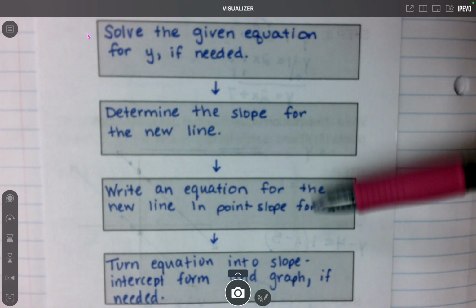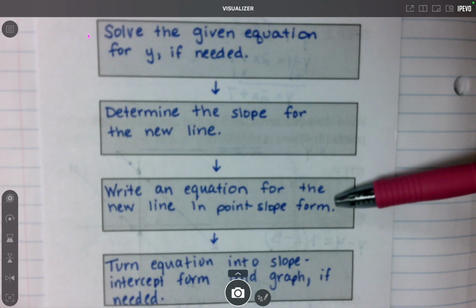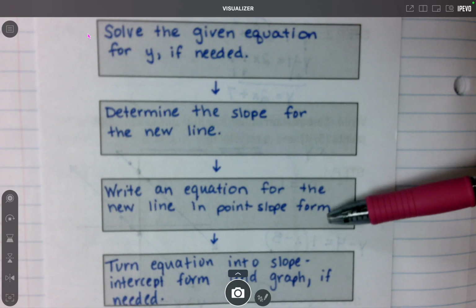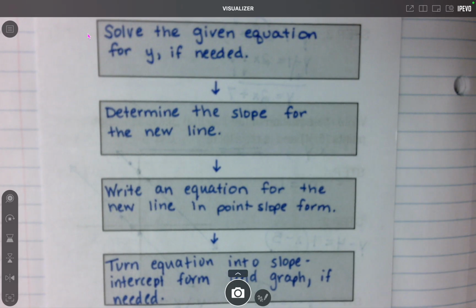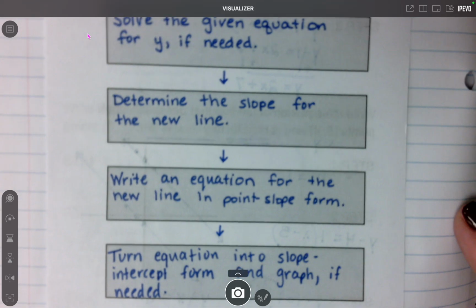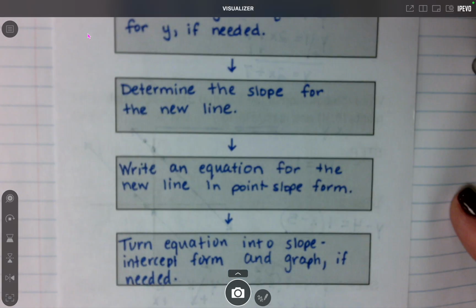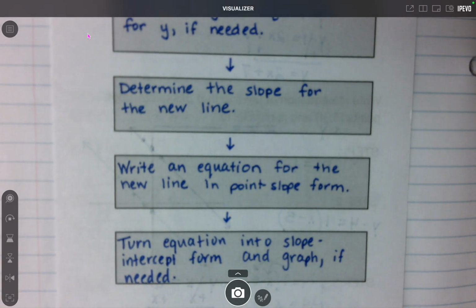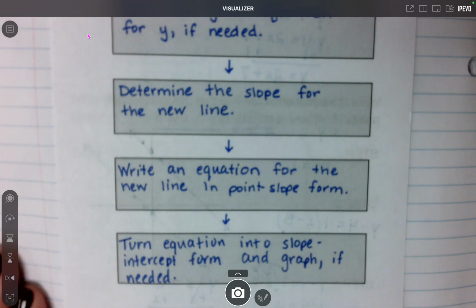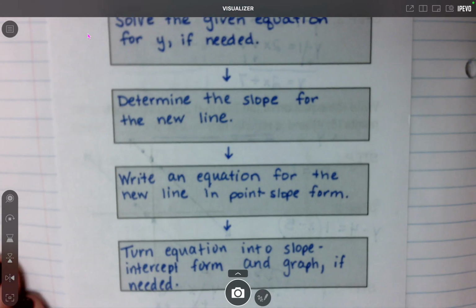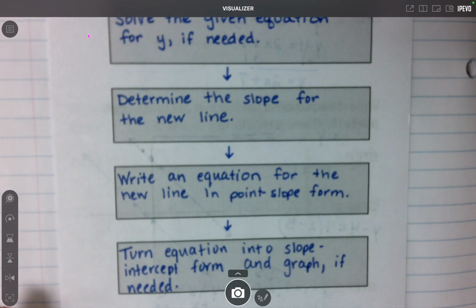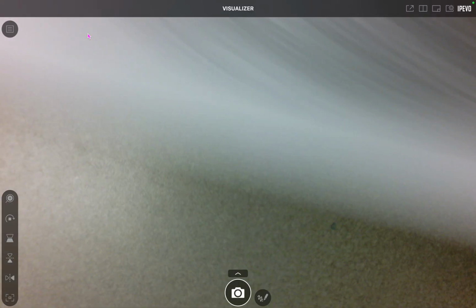Then we're going to write the equation for the new line in point-slope form. And then if it tells you to write the equation in slope-intercept form, you are then going to turn the equation into slope-intercept form and then graph it if it asks you to. So pause the video if you need to write all of these down, and we're going to go ahead and go into the inside of this foldable to do some practice.